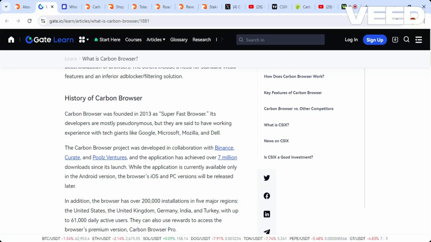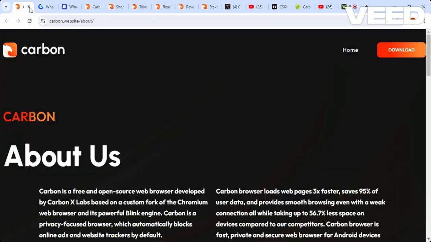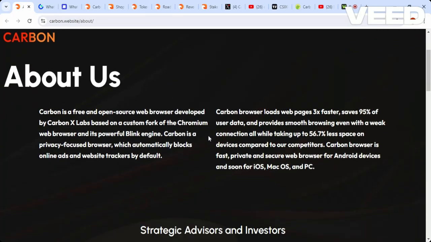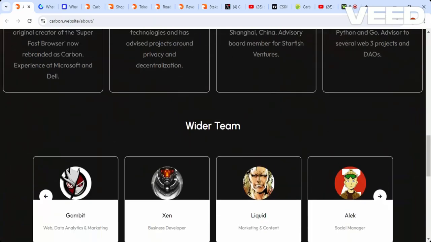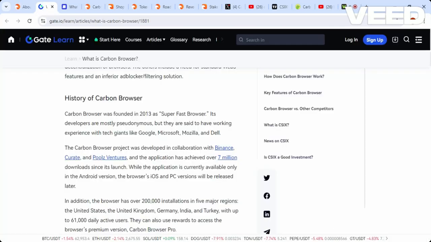Carbon browser was founded in 2018 as Superfast Browser. Its developers are mostly pseudonymous. Pseudonymous means that they use unidentified names, right? And that's why I'm not comfortable, because they don't use their real names. But they are said to have working experience with giant tech like Google, Microsoft, Mozilla, and Dell.